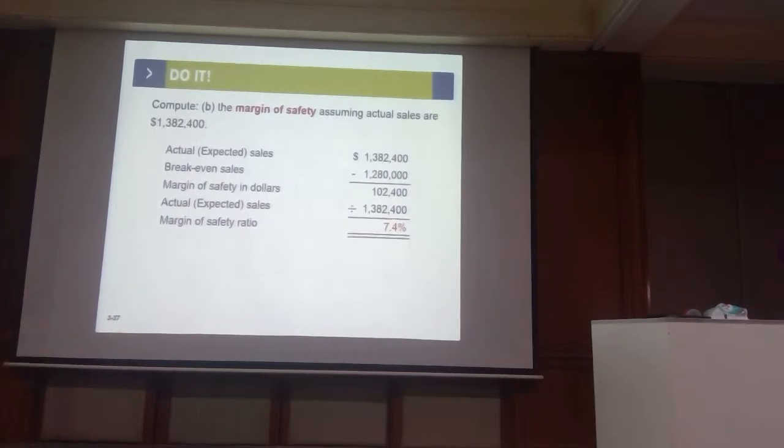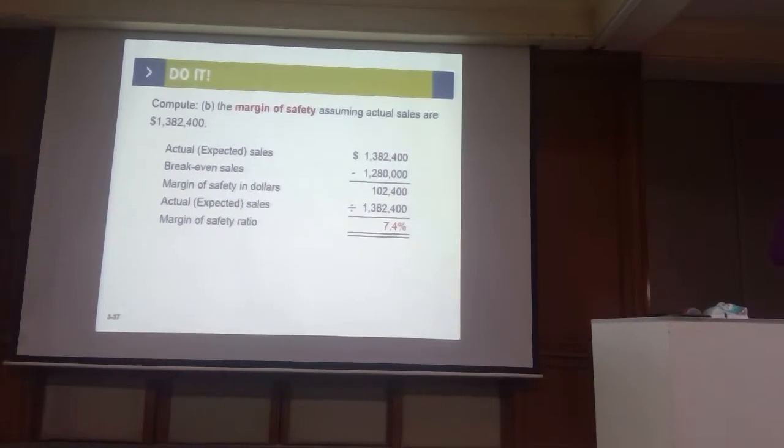So the margin of safety tells you the buffer, how much you have, the cushion. If you have a higher margin of safety, you are safe. If you have a lower margin of safety, it means that if some unexpected things happen, your company may experience a loss. It tells you how far the sales can drop. So this one can drop by not more than 7.4%.